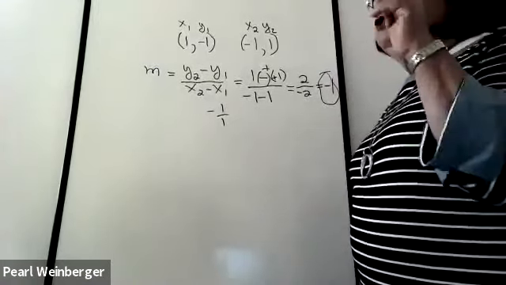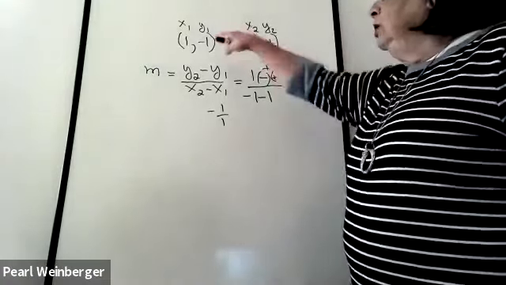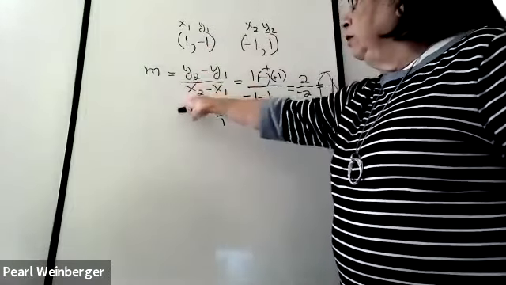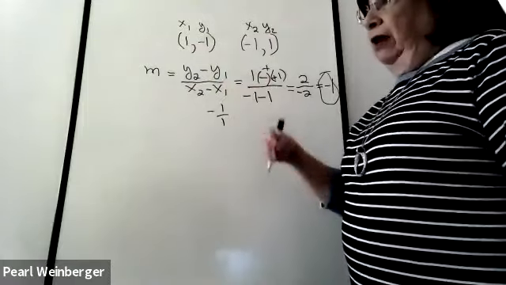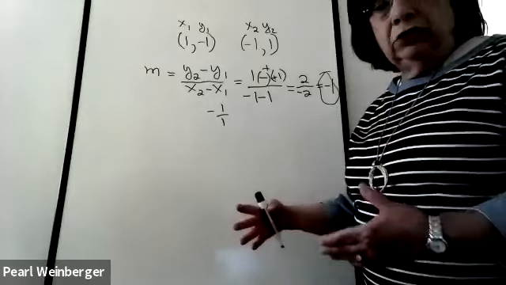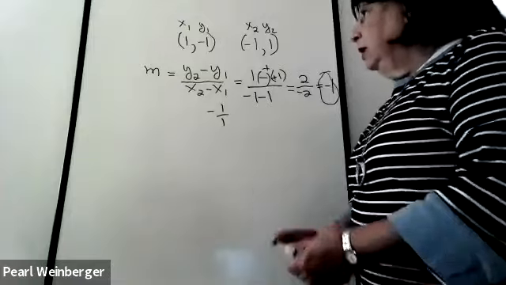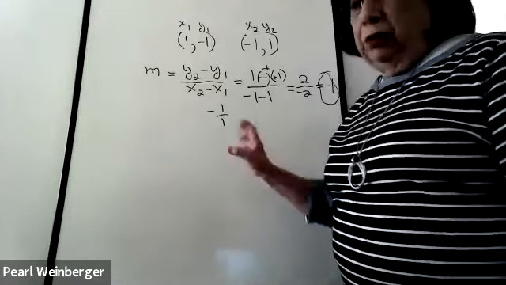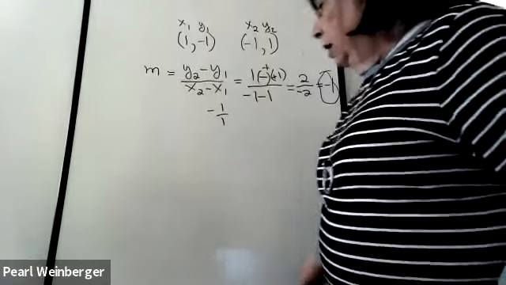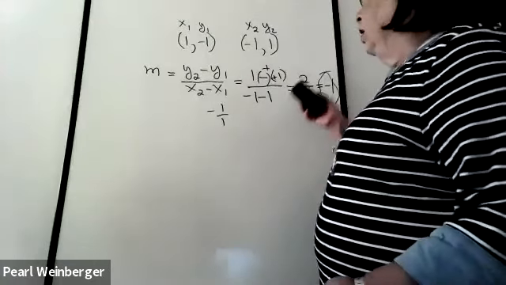So we've seen 2 ways to find the slope of a line. One way is if we're given points, we use the point formula, y2 minus y1 over x2 minus x1. And if we're given the equation of the line, then we just put the line in the slope-intercept format and look at the number in front of the x. Now, that was where we left off on Thursday.